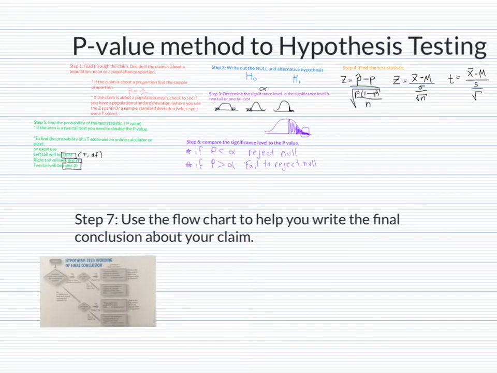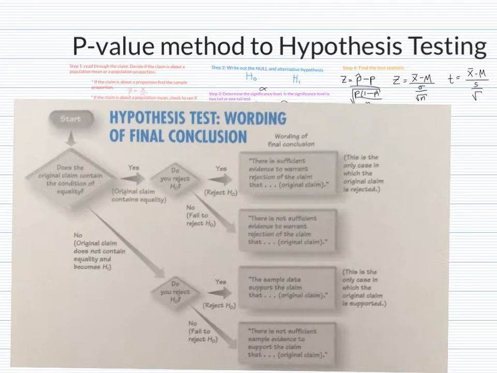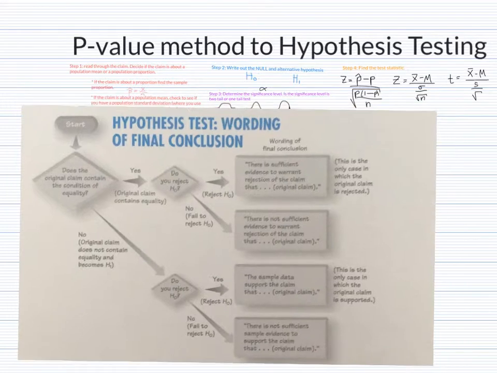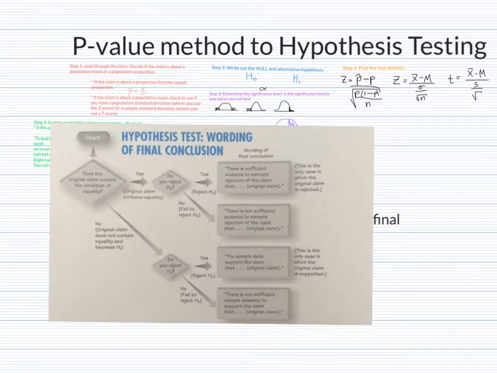All right, so if you remember, we decide, does our original claim contain equality? If it's yes, then we need to decide, do we reject the null or not? If we go yes, we have the top one. No, we go down. So you just kind of follow the flow of the chart, hence the word flowchart, to figure out how to word your final conclusion.